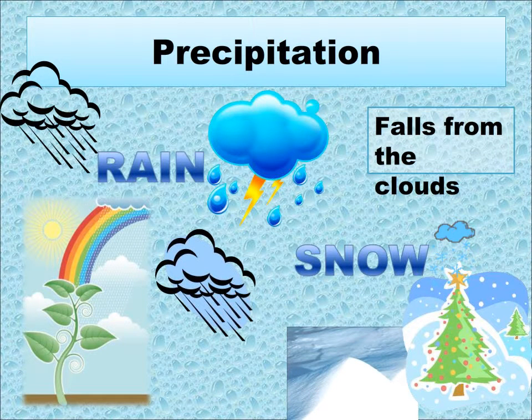Precipitation is the rain or snow that falls from the clouds after the air in the clouds has cooled. Precipitation falls to the earth and it waters our flowers and it provides this nice beautiful snow cap on top of the mountains.